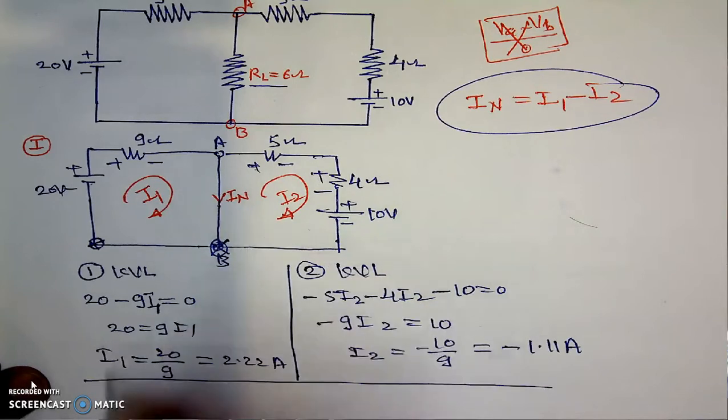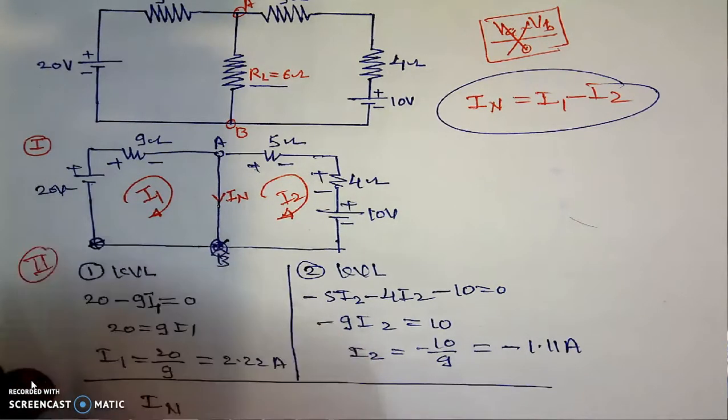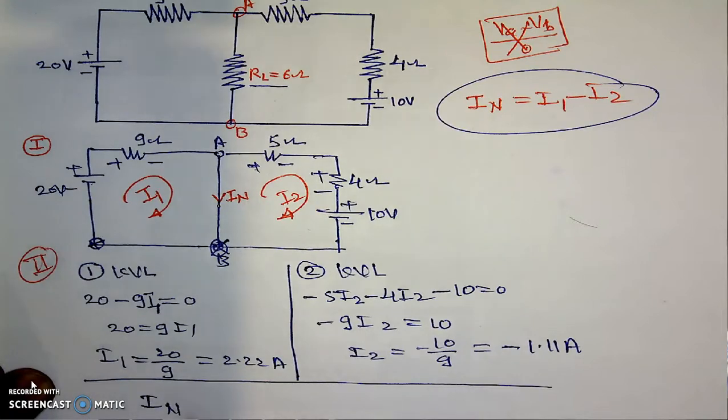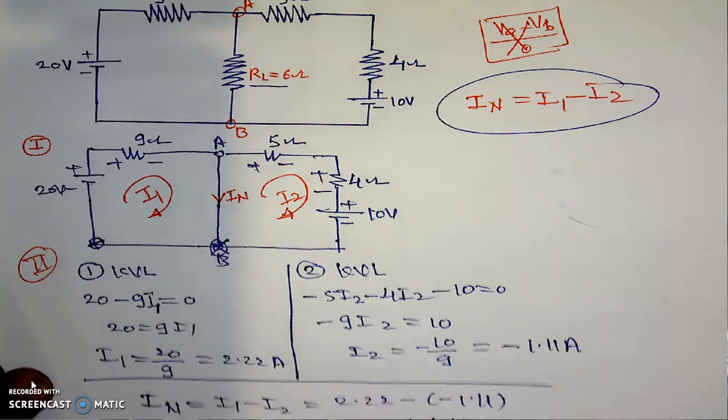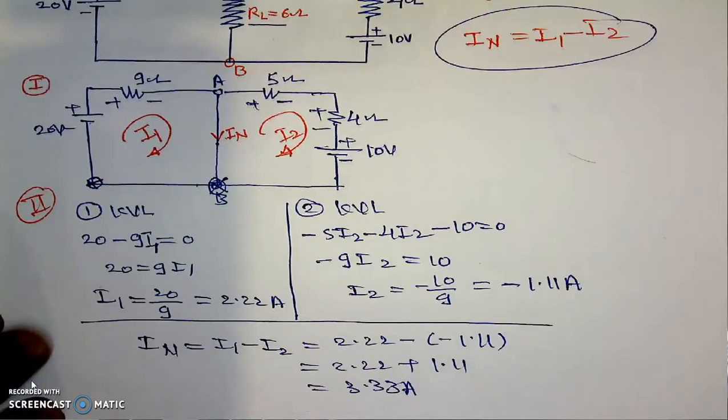Here is step number 2. IN is equal to I1 minus I2, which is equal to, I1 is 2.22 minus of minus 1.11, which is equal to 2.22 plus 1.11, which is 3.33 amperes. 3.33 is the Norton's current.